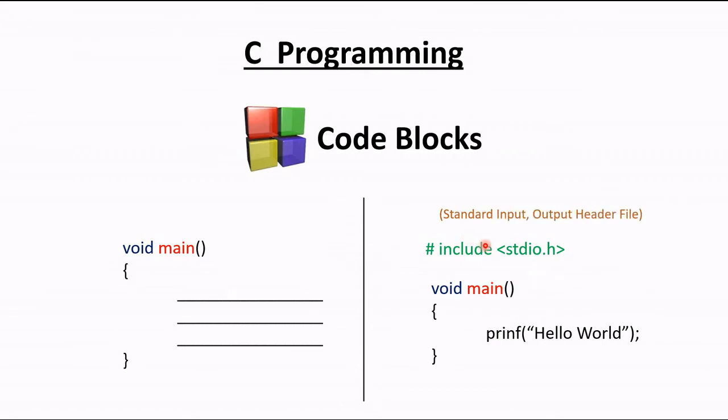This is the standard input and output header file. If we include that header file, this hash means preprocessor. This include means it will include the header file, and the name of the header file is stdio.h. Inside this header file it is written that the printf function will print something, the scanf function will scan something. It's all written inside this stdio.h file.